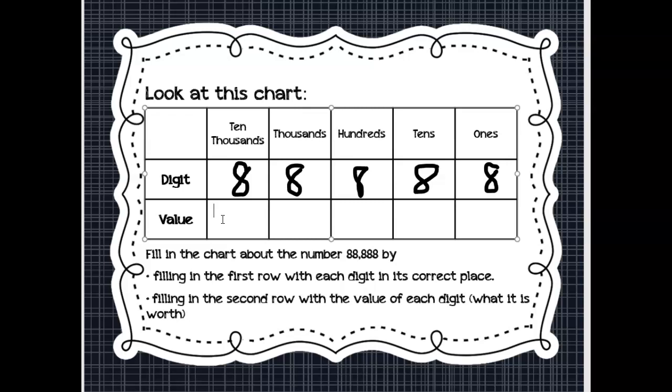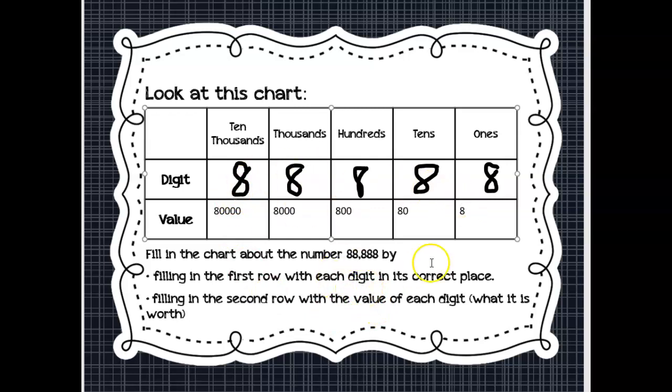So if this 8, where the cursor is right here, is in the 10,000s place, then this is going to be 80,000, right? And then the next place is in the thousands, so it's going to be 8,000. And then the next, hundreds, let's do 800. And then the tens is 80. And the ones place is just 8.